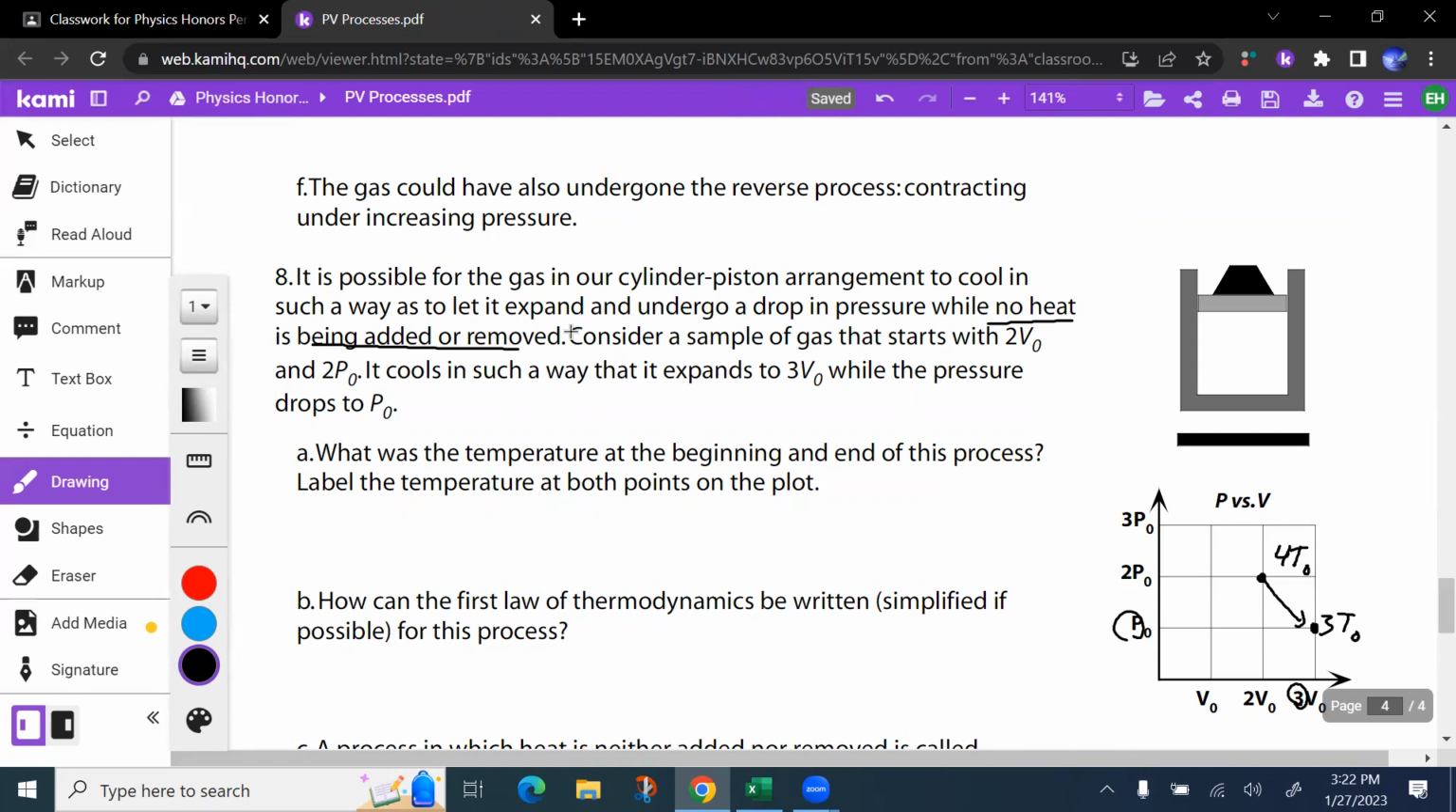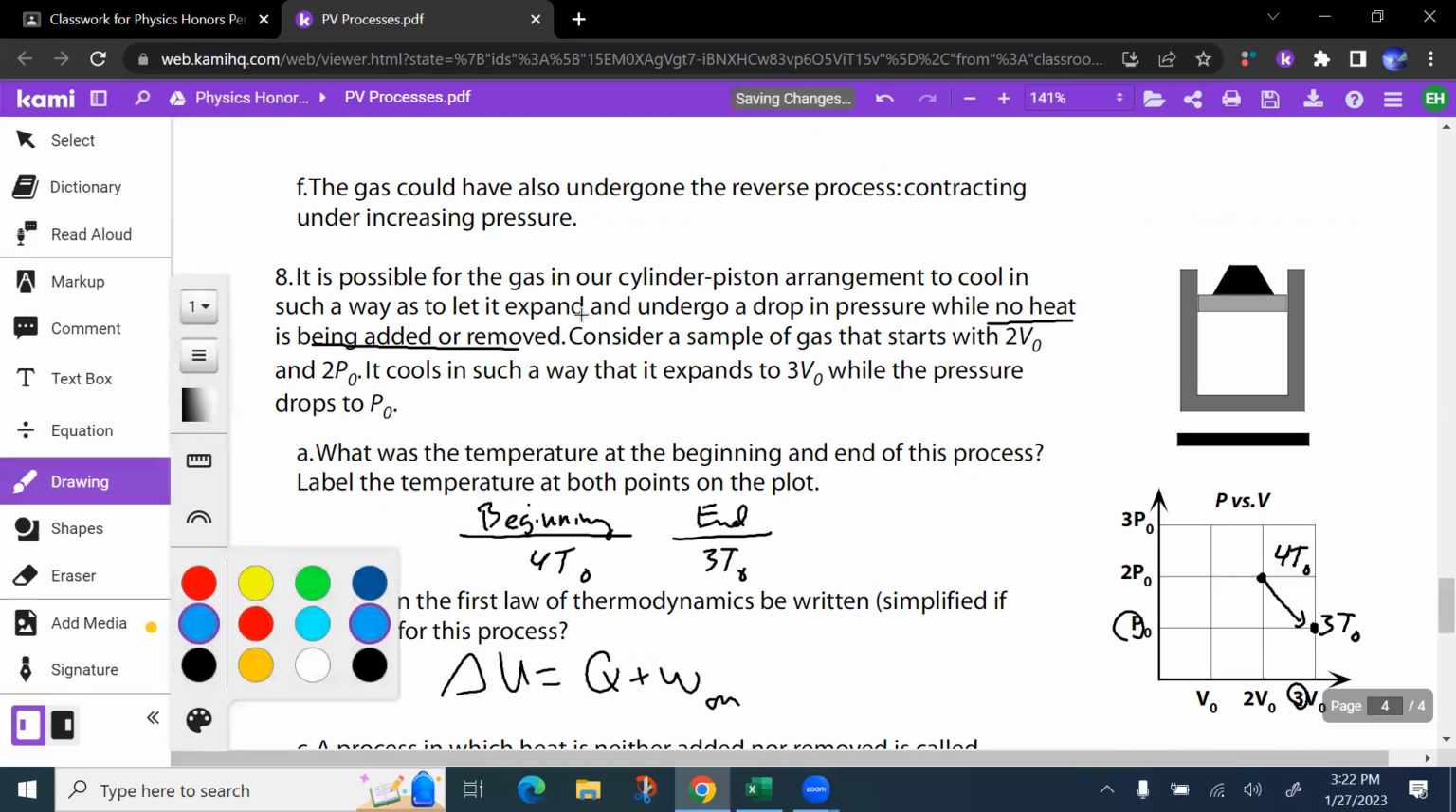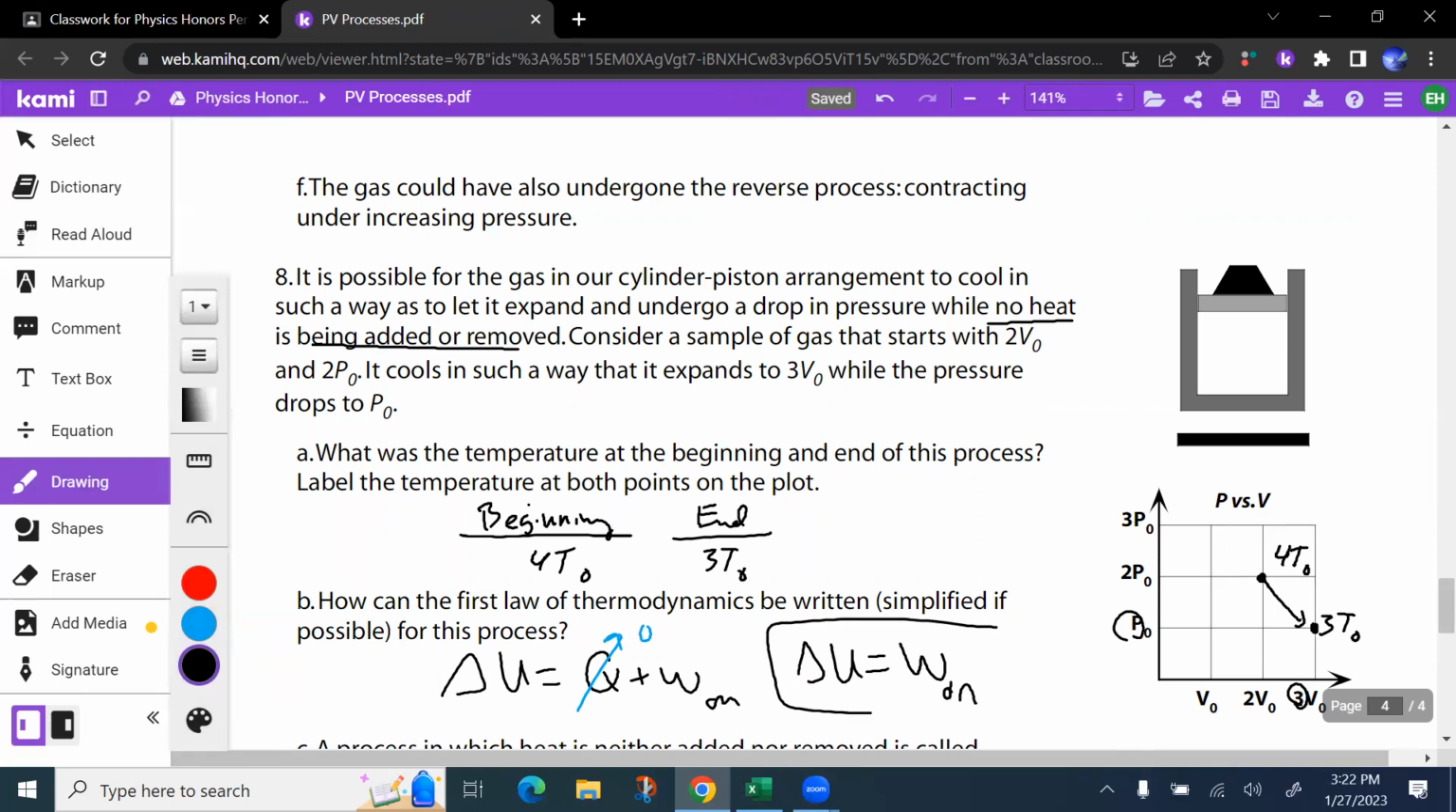The temperature at the beginning was 4 T naught. The temperature at the end was 3 T naught. The first law of thermodynamics could be rewritten: delta U equals Q plus the work done on the gas. Well, there is no heat, therefore the change in internal energy is completely based upon the work that's done.